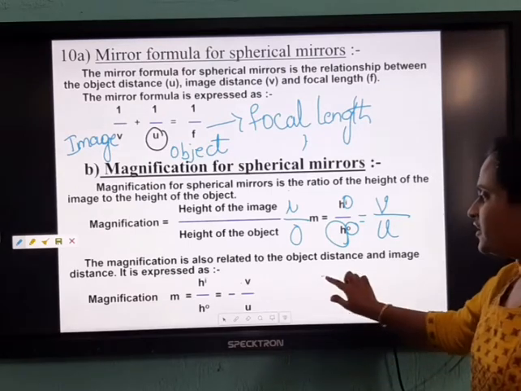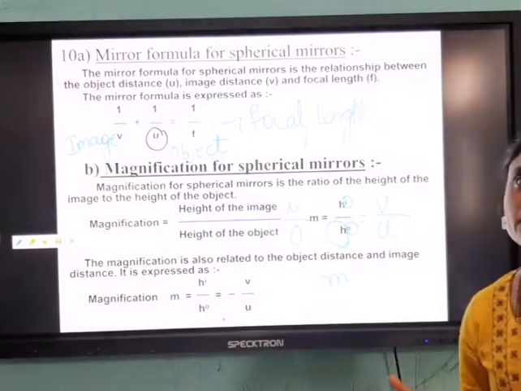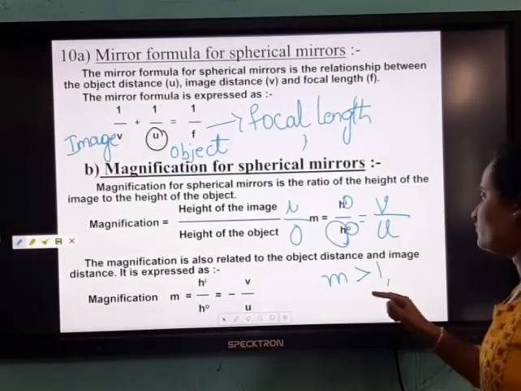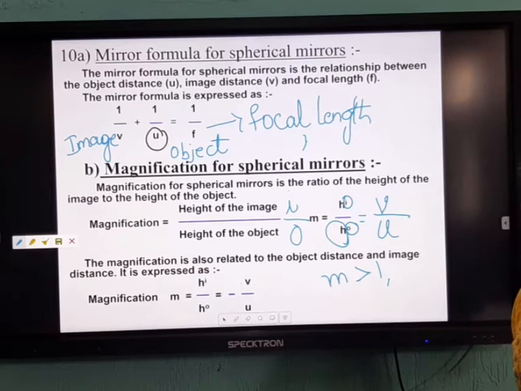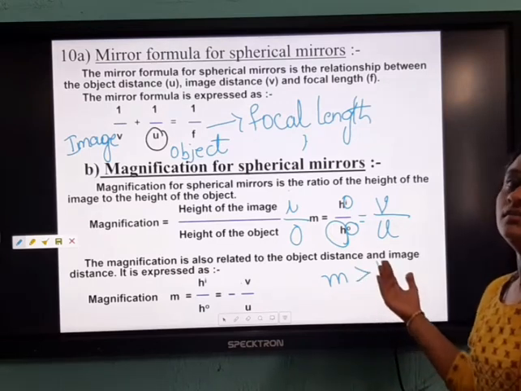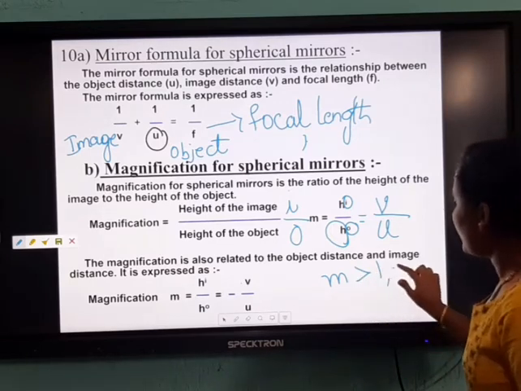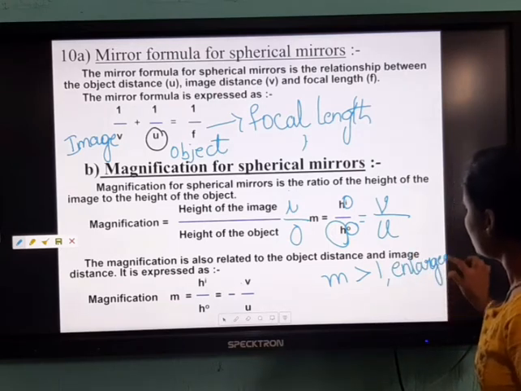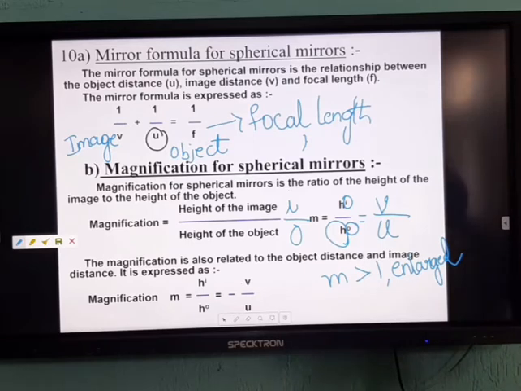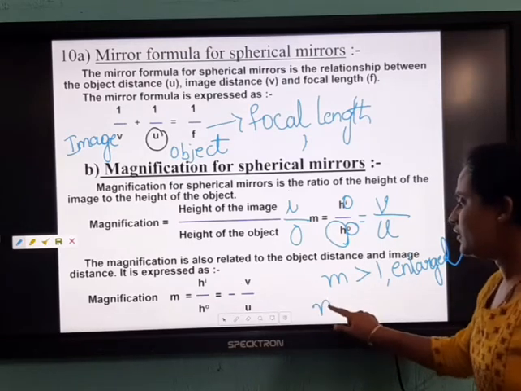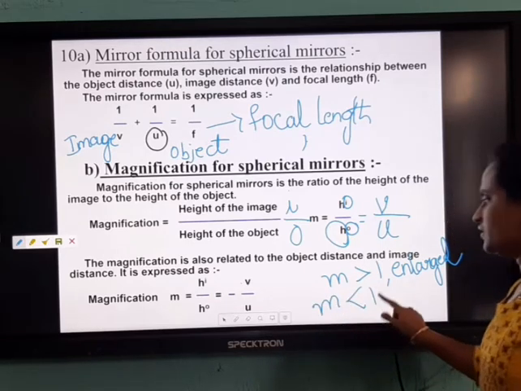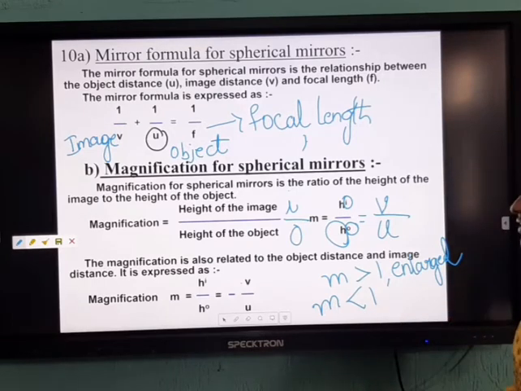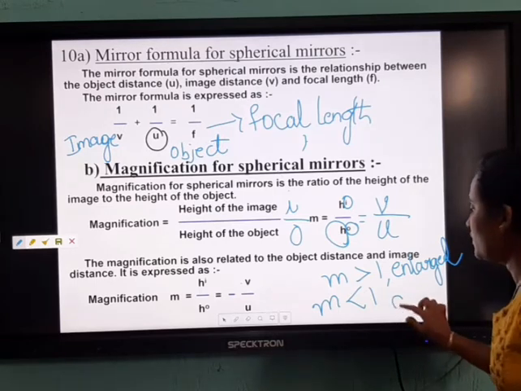And in this magnification, there is one more thing to always remember: if the value of m is greater than 1, then the image will be an enlarged image. When the m value is less than 1, that is 0.23, 0.5, 0.6, 0.7, then you are going to say this is diminished.